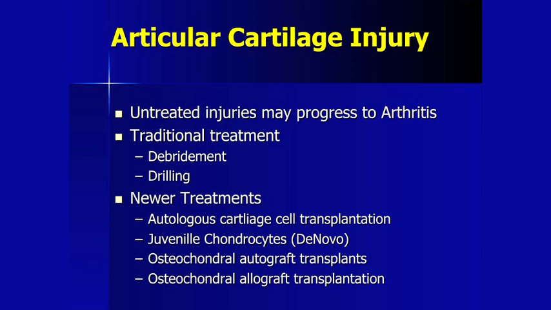Osteochondral autograft transplant is taking a plug of bone and cartilage from one place in your knee and moving it to another place. Osteochondral allograft means you're taking bone and cartilage from a cadaver and plugging it into an area of your knee.